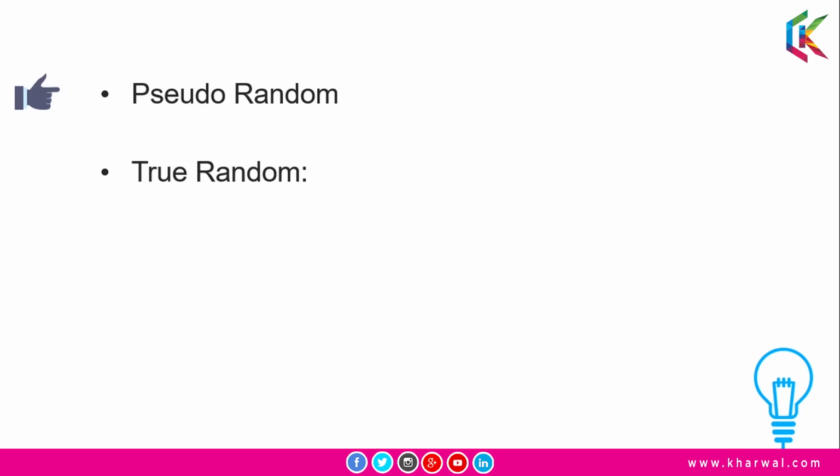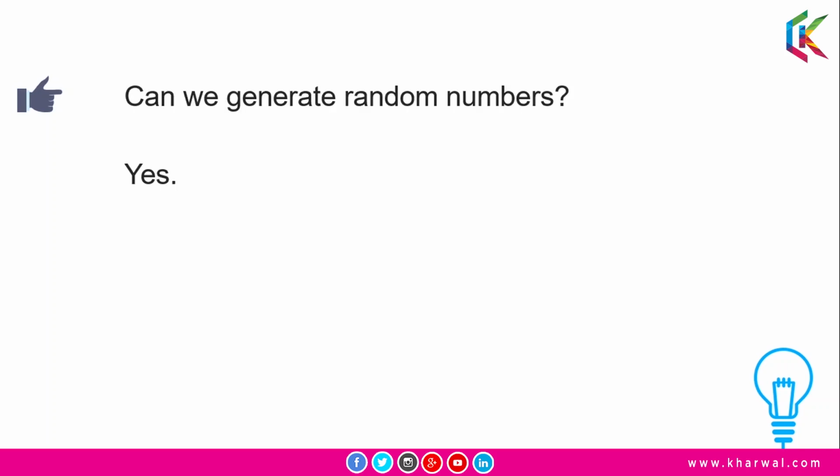So guys, as we know, computers work on programs and programs are a definitive set of instructions. So it means there must be some algorithm to generate a random number. If there is a program to generate a random number that we can predict, then it is not a true random number. Random numbers generated through a generation algorithm are called pseudo random numbers. So moving further guys, can we generate random numbers? My answer is yes. We do not need true random numbers unless it is related to security.